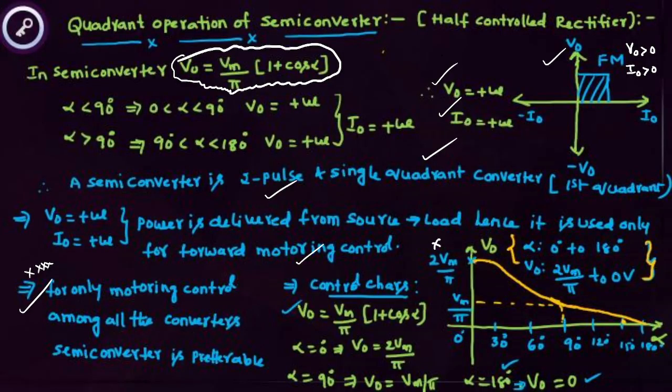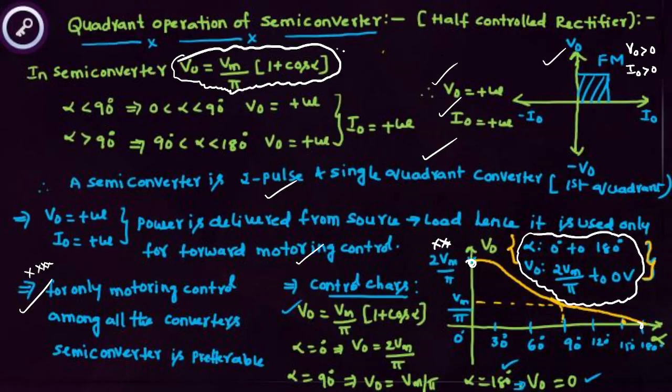Then if you draw the control characteristics, in the case of the full wave rectifier you get both positive and negative values, but in the case of the semi converter, always positive values. If you control the firing angle from 0 to 180 degrees, the output is controlled from 2 Vm by pi to 0, students.